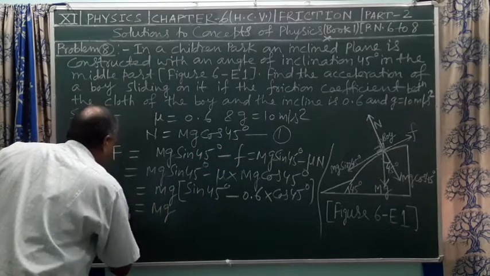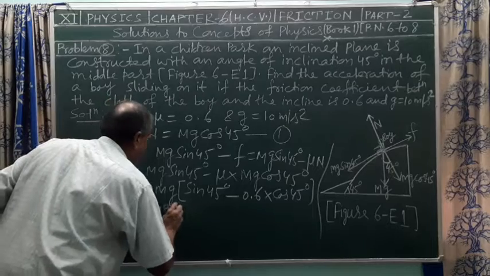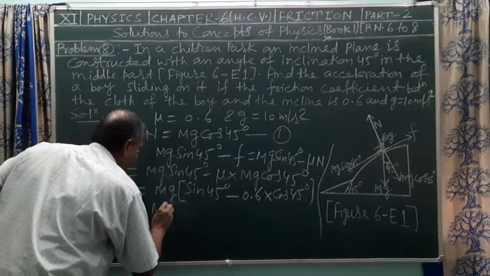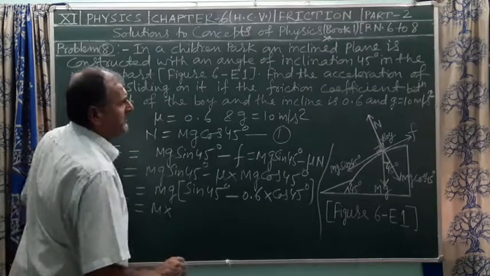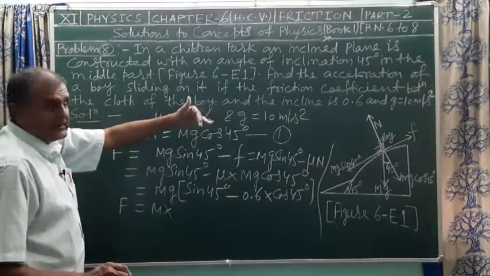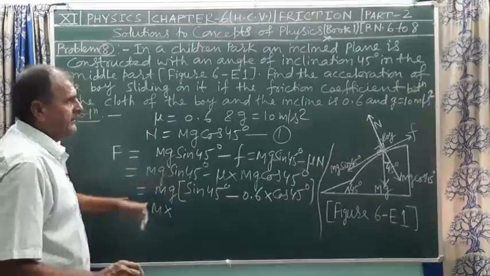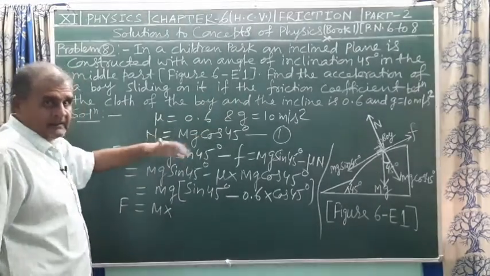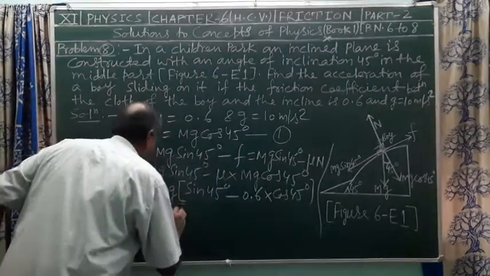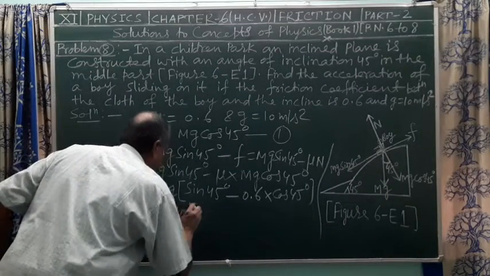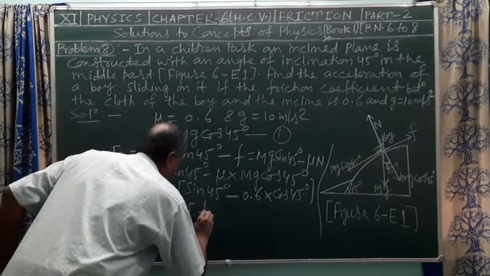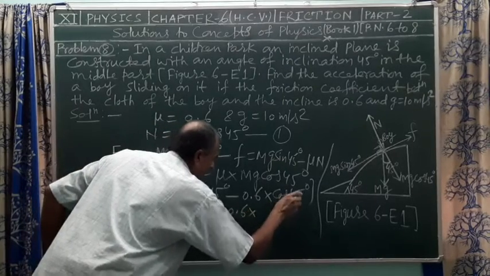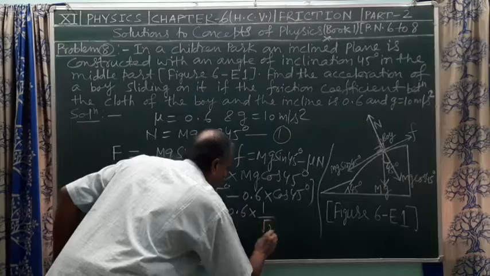So F equals to resultant force equals to mg. g is 9.8. In this problem g is given 10 meter per second square, but the standard value of g is 9.8. तो अगर किसी प्रॉब्लम में g का वैल्यू 10 दिया हो तो 10 पुट करेंगे, अदरवाइज 9.8 मीटर पर सेकेंड स्क्वायर. So g is 10, so it is m into 10 under bracket sin 45 degree is 1 by root 2 minus 0.6 multiplied by cos 45 is also 1 by root 2.